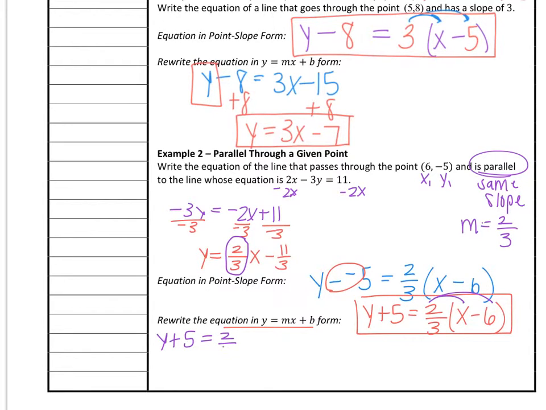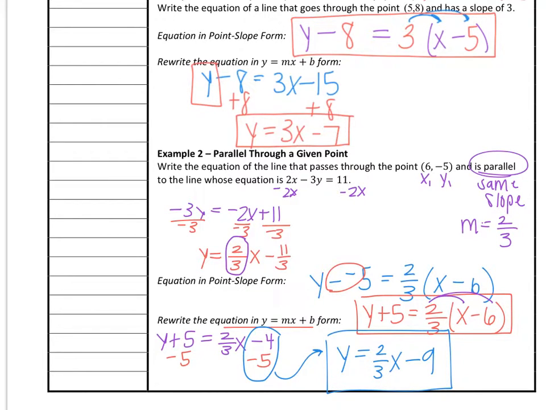equals 2/3 x. Now I want you to take your calculator and type in 2/3 times negative 6. You should get negative 4. Then we have to get y by itself by subtracting 5. So our final answer here is y equals 2/3 x, negative 4 take away 5 more is negative 9. All right, let's flip it over to the next page when you've got it.